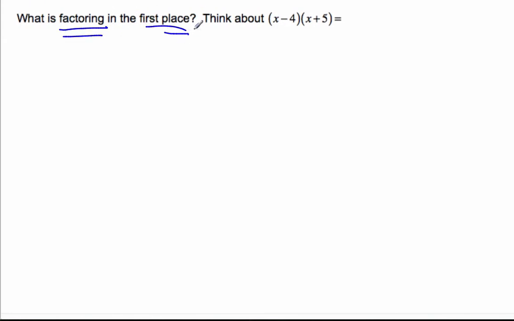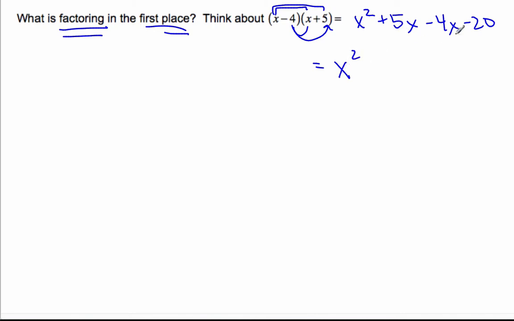Well, in order to do it, let's consider this. I'm going to expand this out. I'm going to multiply x times x, so x squared. I'm going to multiply x times 5, which is 5x. Negative 4 times x, which is negative 4x. And then negative 4 times 20. Collecting like terms, what do you get?